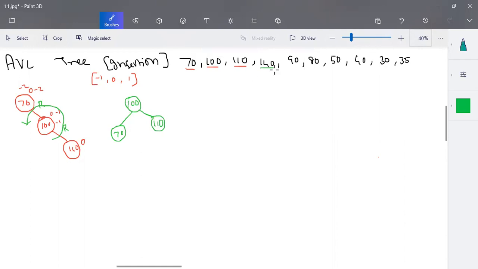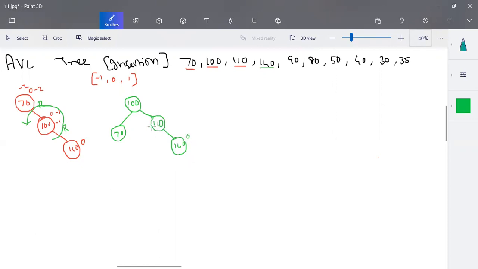Now compare the value of 140 to 110. 140 is greater, so you have to add that as a right side child for 110. Now calculate the balance factor. For 140, it is 0. There is no left child or right child.